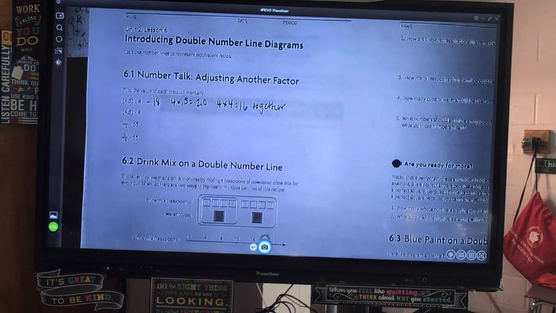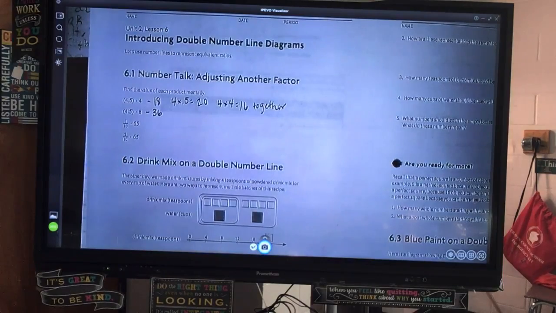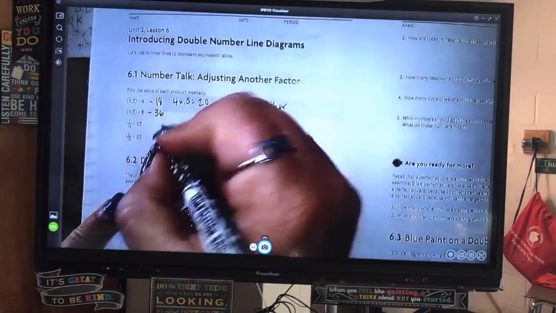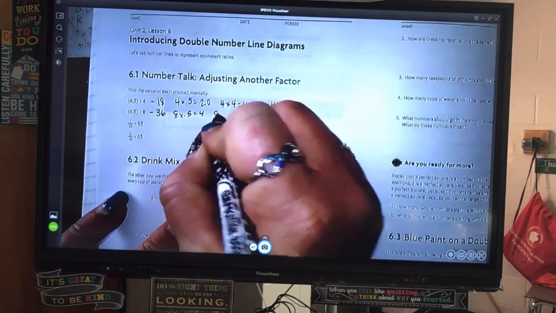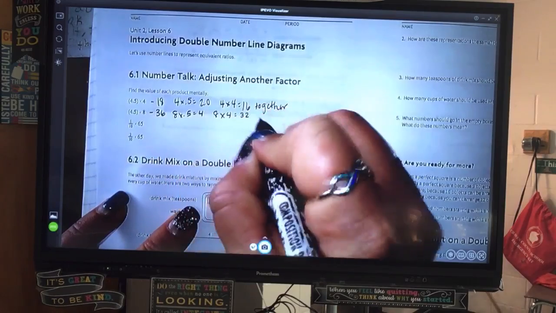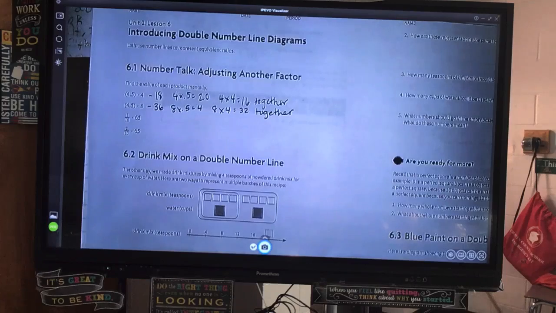Mikhail? We got 36. Okay, and what did you do to get 36? I multiplied the decimal 5 times 8 and I got 4. And then I multiplied the 8 times 4 and I got 32. And then I added the 32 plus 4. Perfect.